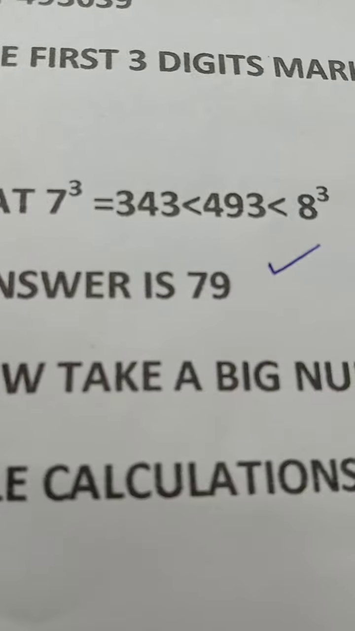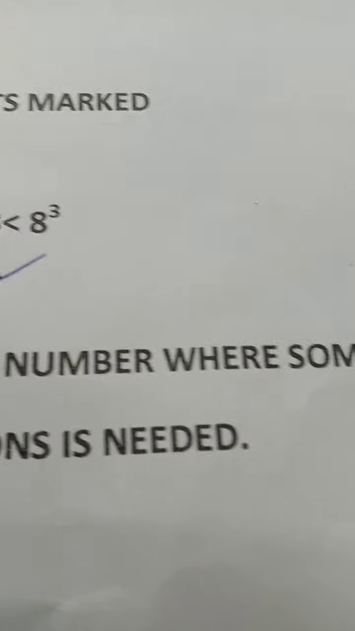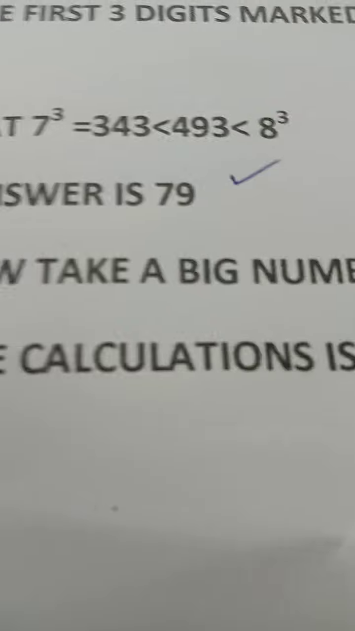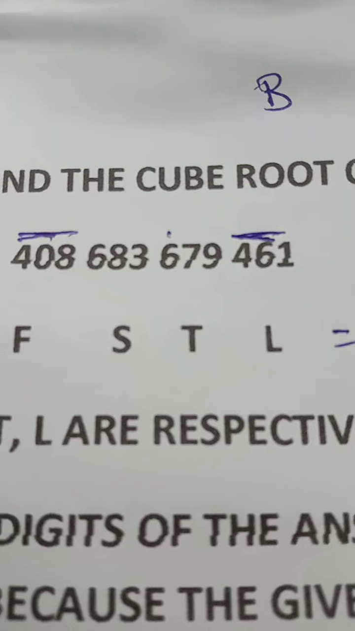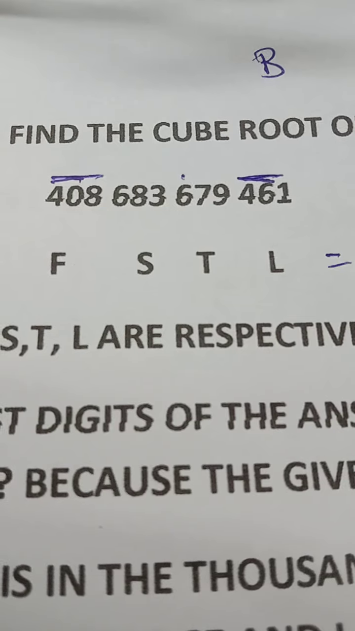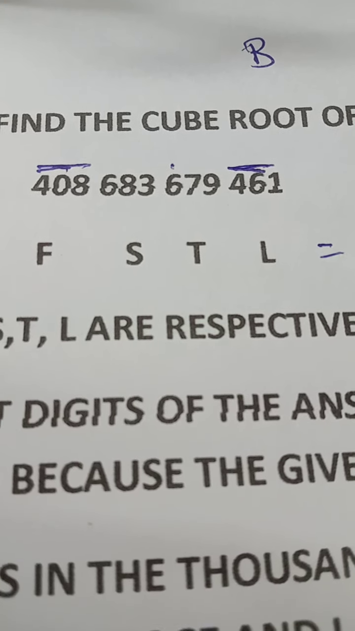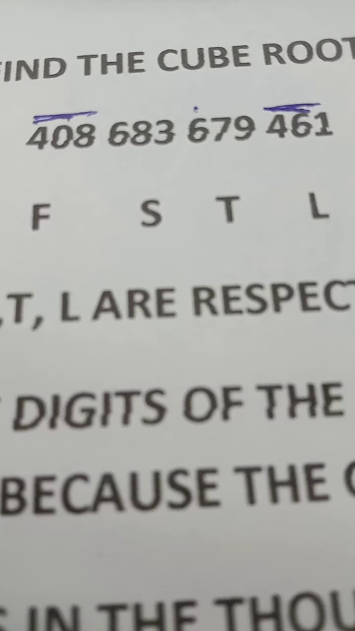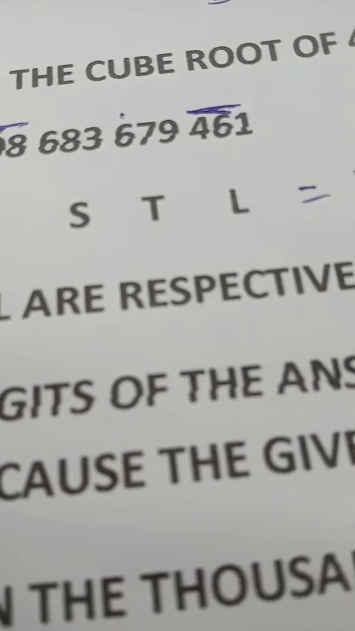Let us now take a very big number, rather a relatively big number, where some algebraic but simple manipulation or calculation is needed. For example, we take a large number, a 12-digit number, 408领 683679 and the answer is FSTL. If you see, the number given is 12 digits, so the answer must be 4 digits. F means the first digit, S means the second digit of the answer, T the third digit, and L the last digit of the answer.